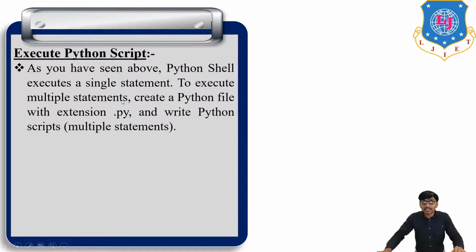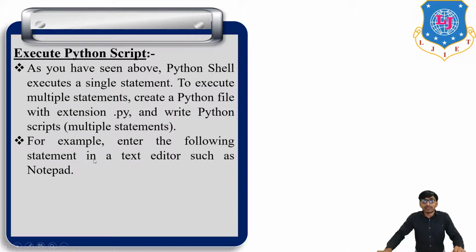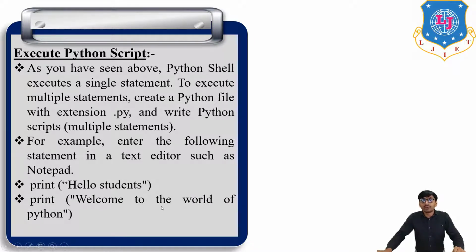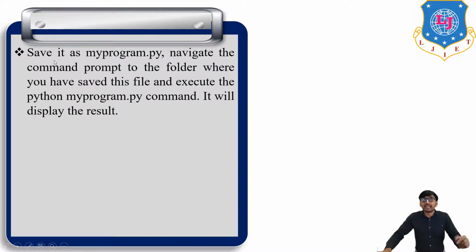To execute multiple statements, create a Python file with extension .py. Any file with extension .py is treated as a Python file. And write the Python script. For example, enter the following statements in a text editor such as Notepad. Now print hello student and print welcome to the world of Python. Now save this as myprogram.py. .py means Python file. And navigate the command prompt to the folder where you have saved this file.